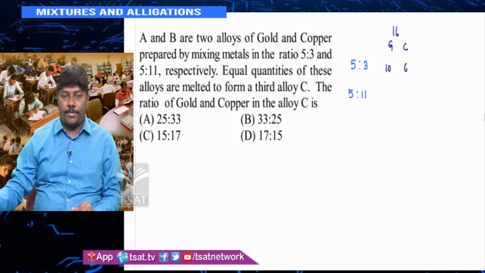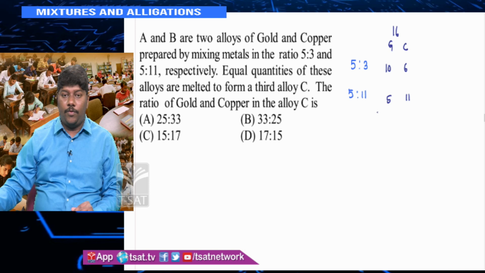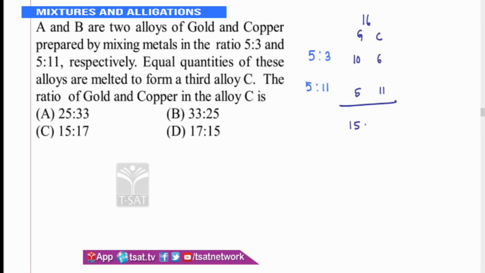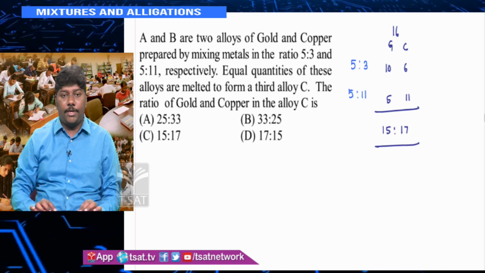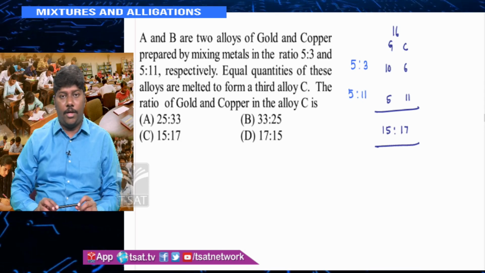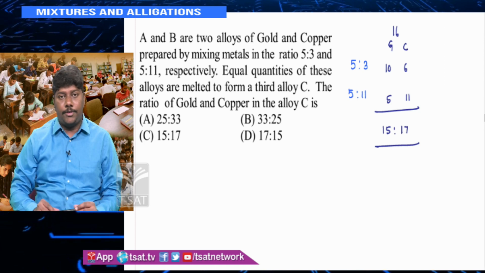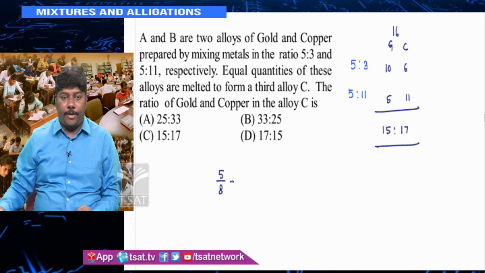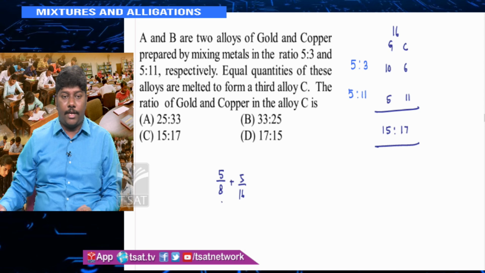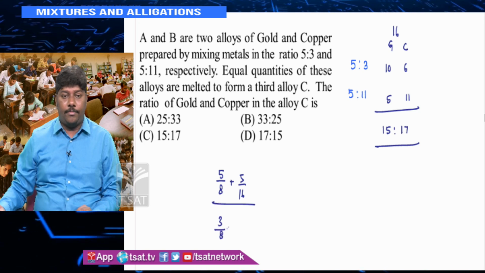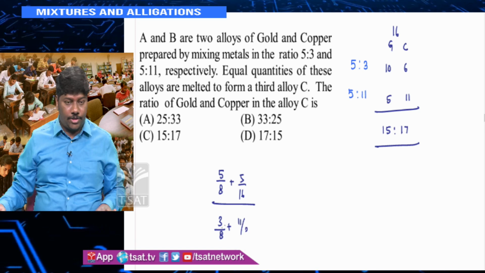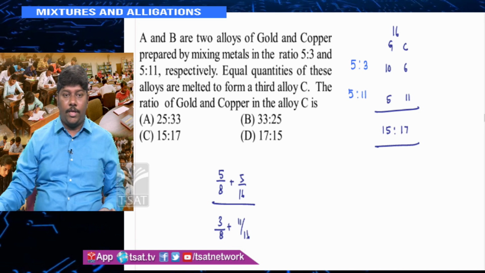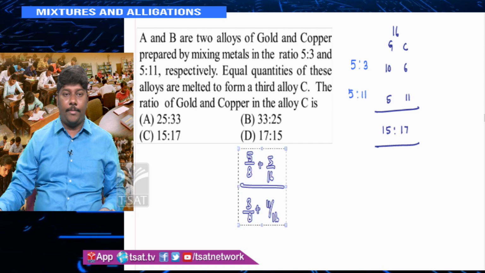Therefore take 10, 6, 5, 11. What is gold in the resulting mixture? 15. What is copper? 17. So he is saying gold and copper in the first one is 5:3, second one is 5:11. In the mixture it is 15:17. You can also do it by taking a 1:1 ratio, or else you can find it directly using fractions. In ratios, that means 5/8 plus 5/16. This is gold in the first one, gold in the second one. What is copper in the first one? 3/8. Copper in the second one, 11/16. That's all. Okay, here also you will get the same answer.